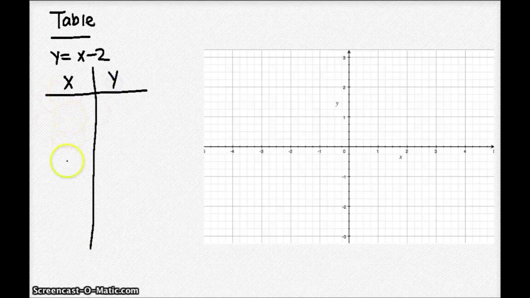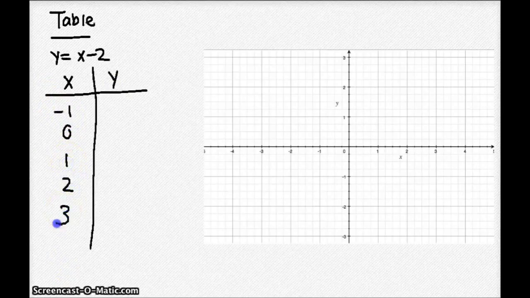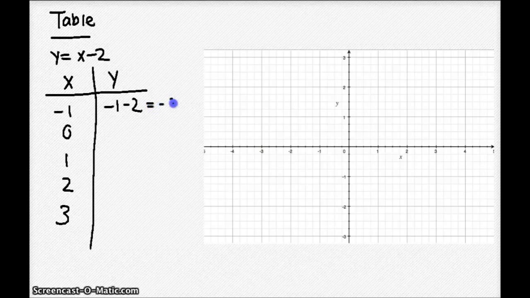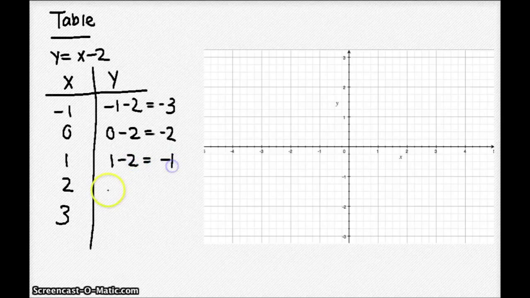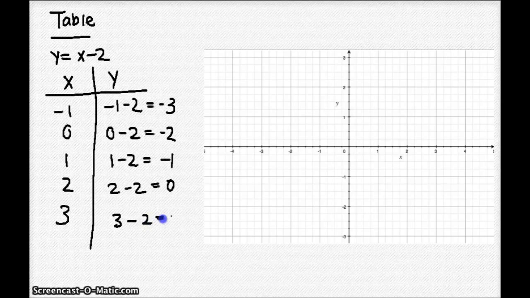So you can choose any x values you want, but we're just going to do -1, 0, 1, 2, and 3. So you're going to plug this into this equation right here, and you're going to find the y values. So -1 minus 2 is -3, 0 minus 2 is -2, 1 minus 2 is -1, 2 minus 2 is 0, and 3 minus 2 is 1.